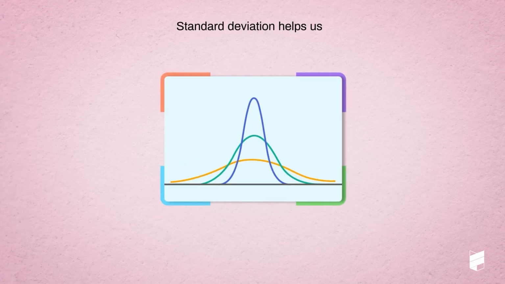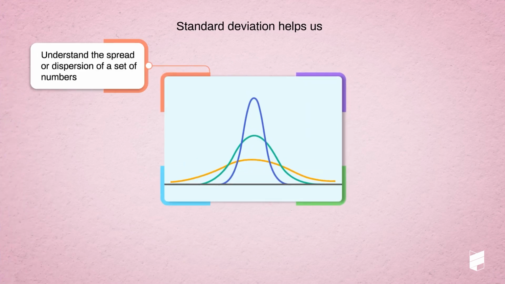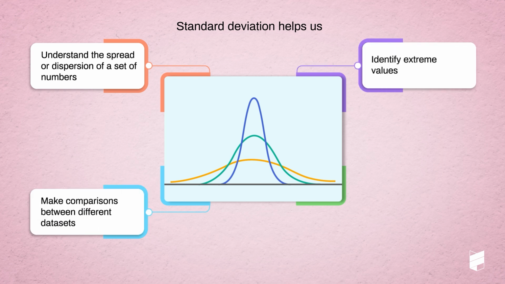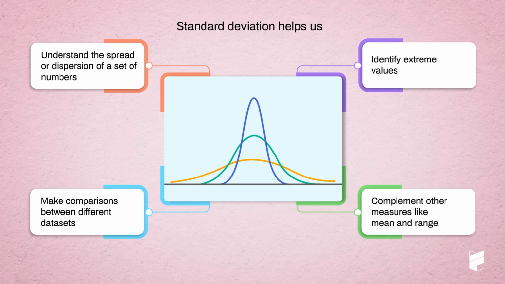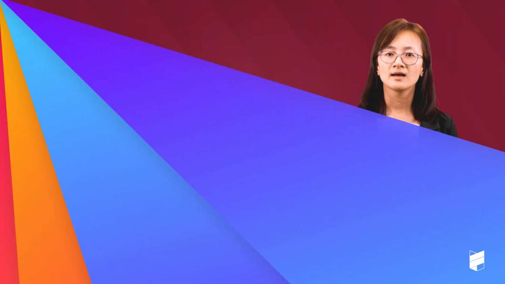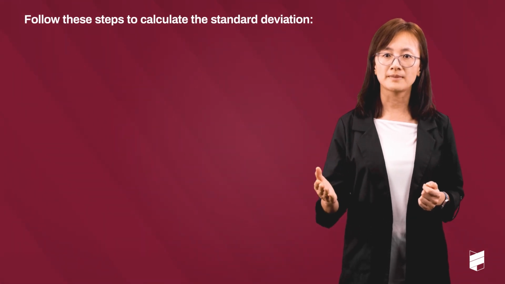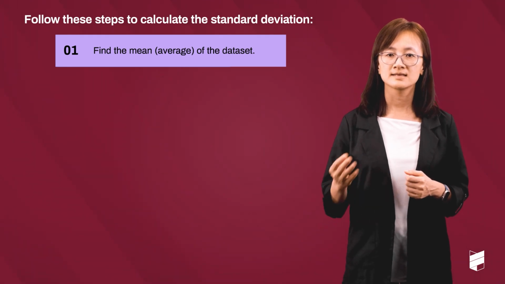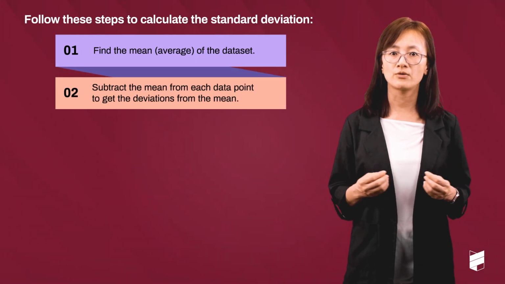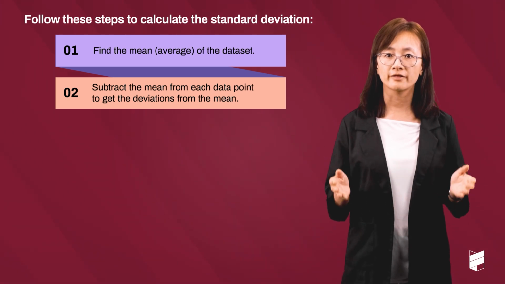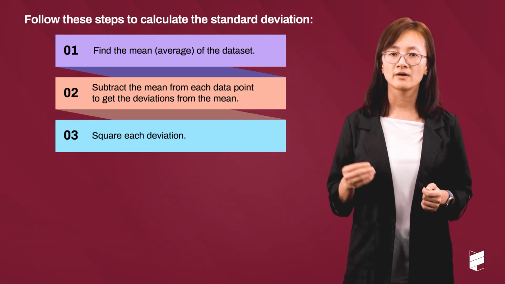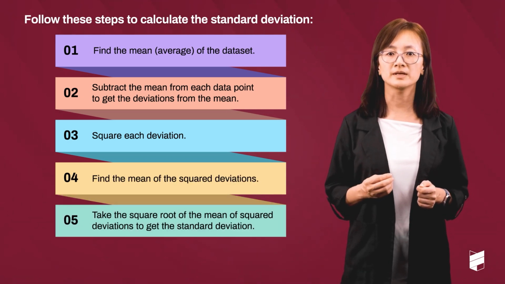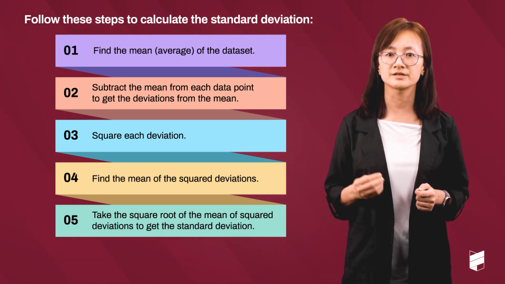Standard deviation is a powerful tool which allows us to understand the spread and variability of data, identify outliers or extreme values, make comparisons between different data sets, and complement other measures like mean and range. You can calculate the standard deviation manually by following these steps. First, find the mean average of the data set. Second, subtract the mean from each data point to get the deviations from the mean. Third, square each deviation. Fourth, find the mean of the square deviations. Fifth, take the square root of the mean of square deviations to get the standard deviation.